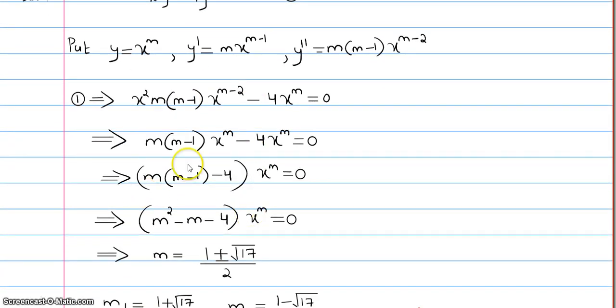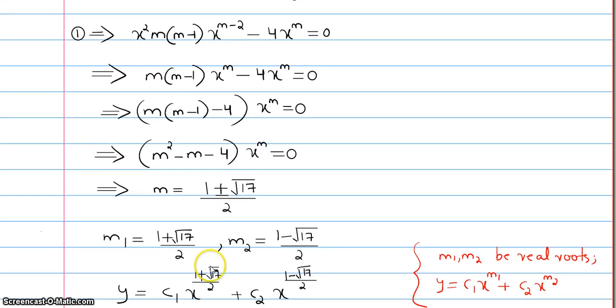Substituting all these terms in equation number 1 and combining the powers of x, we can take x raised to m outside, and we will get a quadratic equation: m squared minus m minus 4. This is the quadratic Euler auxiliary equation. So the roots will be m equal to 1 plus or minus root 17 by 2.